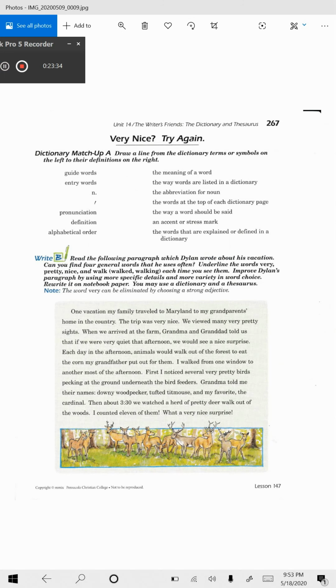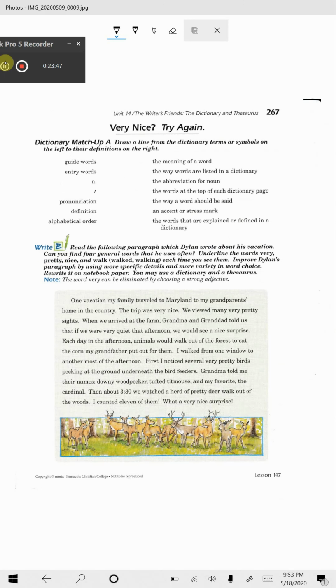All right. So draw a line from the dictionary terms or symbols on the left to the definitions on the right. All right. Let's just go through these. So I'm going to start with these over here. So we have guide words, entry words, a noun, and we have this little slash, pronunciation, definition, in alphabetic order.